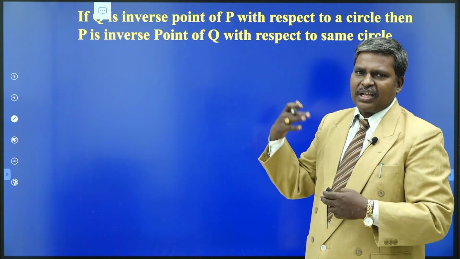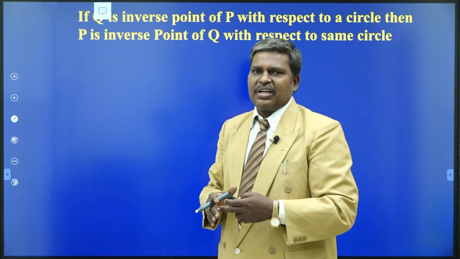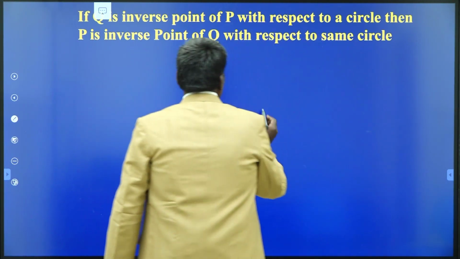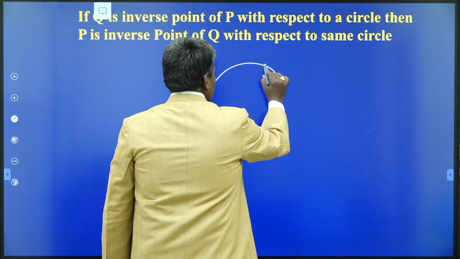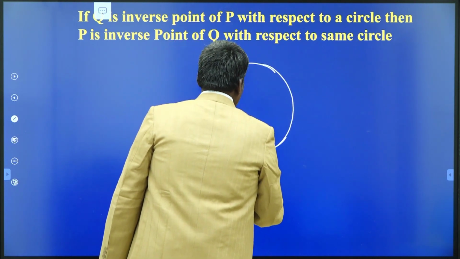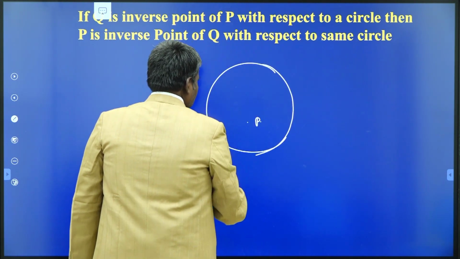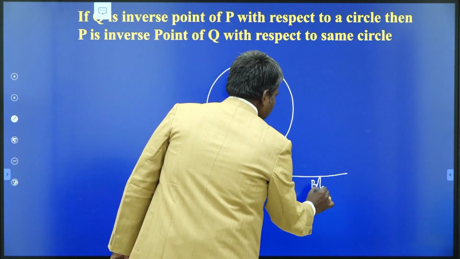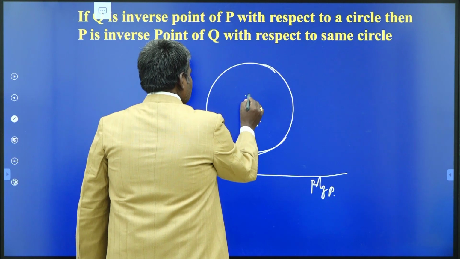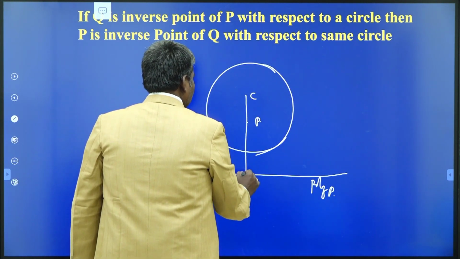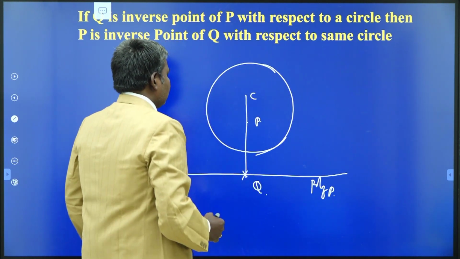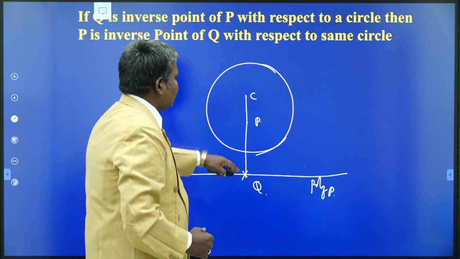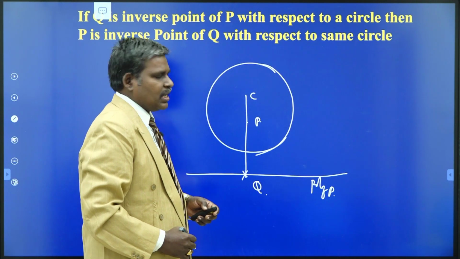If P is the inverse point of Q, then Q is the inverse point of P with respect to the same circle. You may do one case also. This is the point, this is the circle. Consider this is my point P. This is the polar of P. So this is the center of circle, join CP, this is the inverse point. So C, P, Q are collinear and P, Q are conjugate points with respect to the circle.